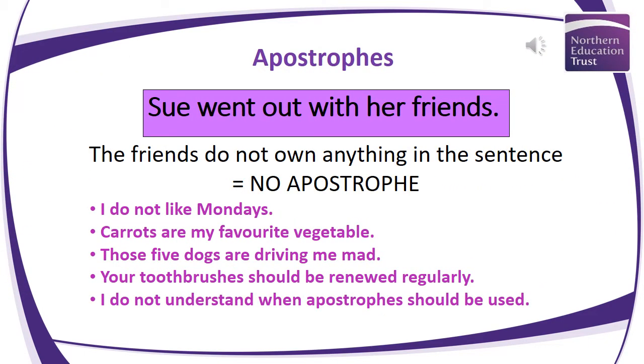So here's an example of that. Sue went out with her friends. So you can see here that her friends do not own anything in the sentence. So there's no apostrophe here. Here are some other examples as well that you could reinforce with your students. I don't like Mondays. Carrots are my favourite vegetable. Those 5 dogs are driving me mad. Your toothbrushes should be renewed regularly. And I do not understand when apostrophes should be used. So Mondays, carrots, the dogs, the toothbrushes, and the apostrophes, they don't own anything.